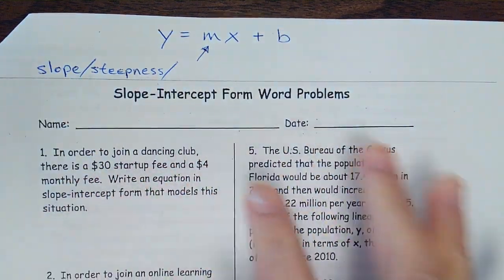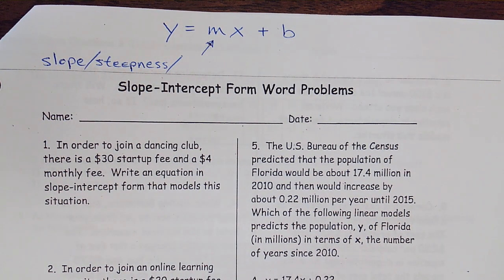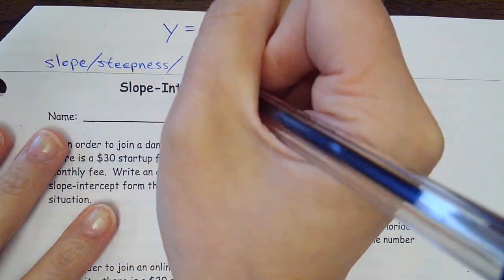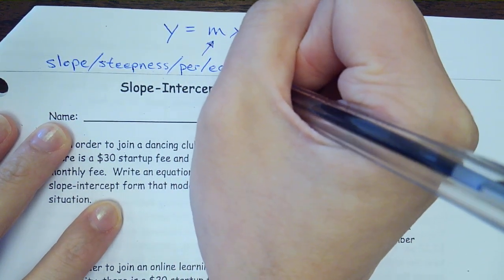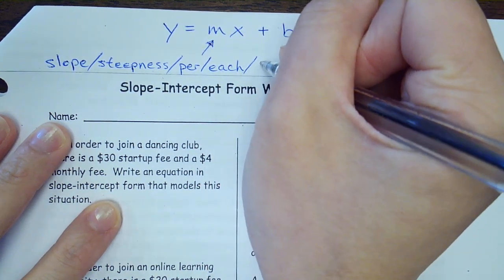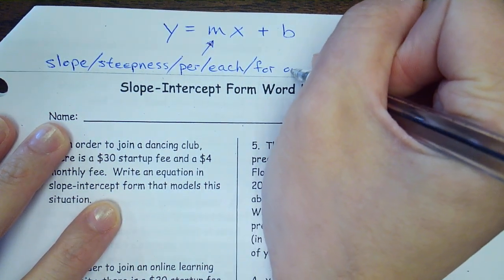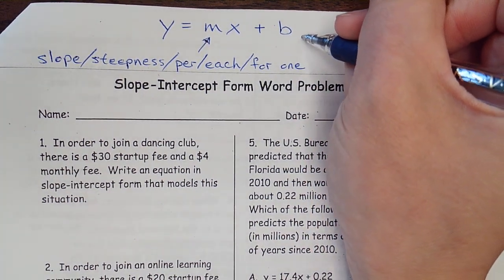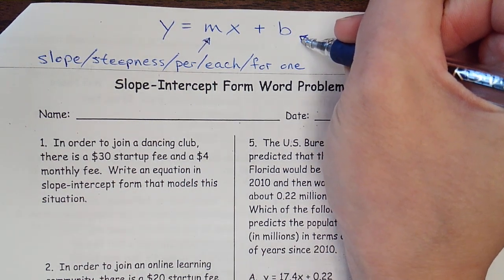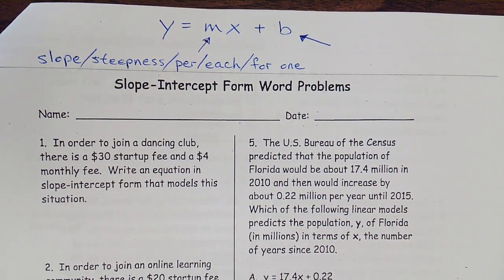Okay. In word problems, I know you guys hate word problems. So a hint for you guys to know which one is slope: you look for the word per or each or for one. Those words would tell you that it's your slope. Okay. What about b? What does b represent? Anyone know what b represents?